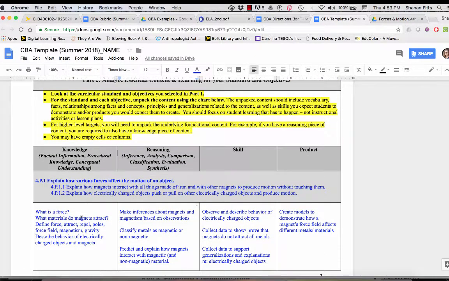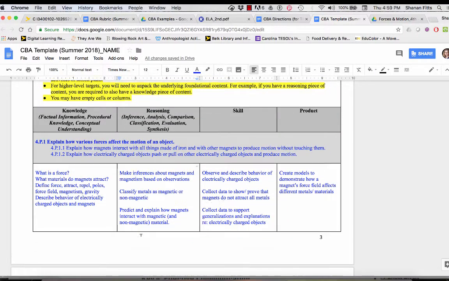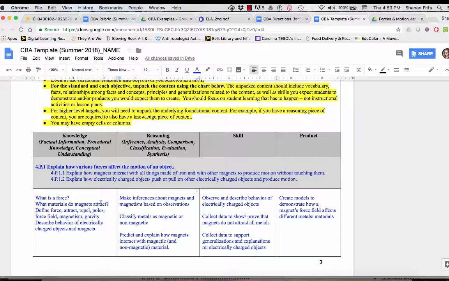So in this part, you don't have to write these as learning targets. We're going to write the learning targets below. You don't have to write complete sentences. You're just writing, what do the kids need to know? What do they need to be able to do? And you're going to list that across the way here.